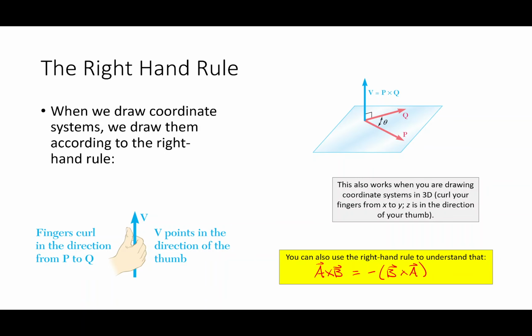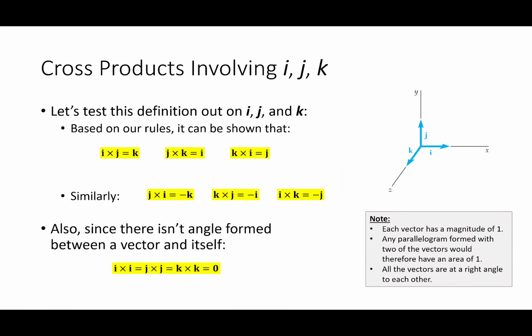So the reason why I did this is because I put a lot of stuff on this slide and I want to digest it. Okay? I propose that I cross J equals K. I propose that we can do the same thing with J and K and get I, and K and I and get J. And similarly, if we flip the signs, we get negatives. And similarly, if we cross a vector with itself, we get 0. Also, there is no angle formed between a vector and itself, so that's another reason these are 0.